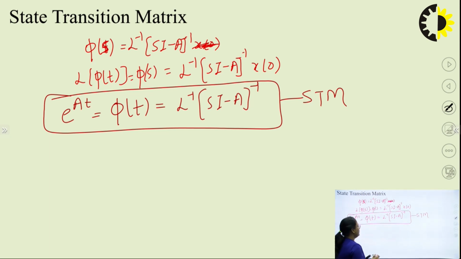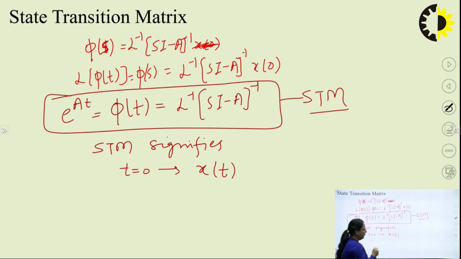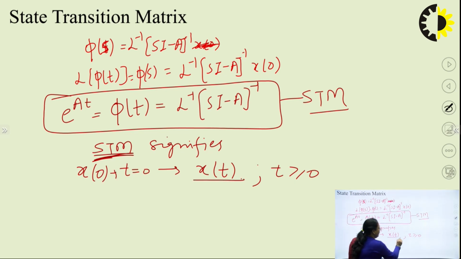Okay, so what does STM signify? STM signifies the state transition matrix, the transition of the matrix at any time t equals 0 towards any state at any time t, where t is greater than or equal to 0. Its name represents its significance: the transition from an initial state x0 to any state xt for t greater than or equal to 0.